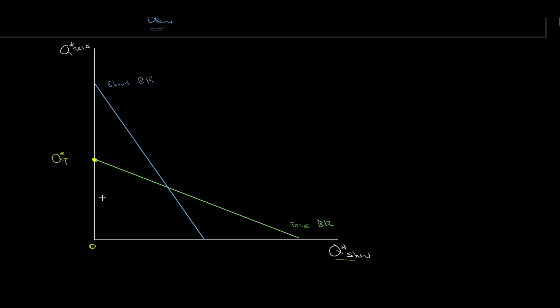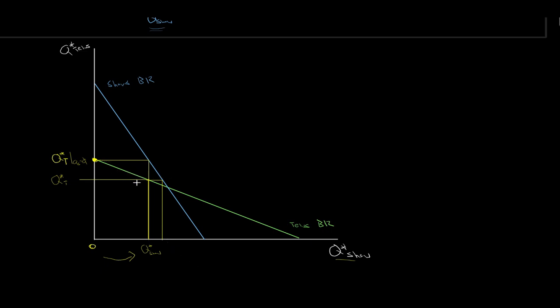Well, okay. Shaw now witnesses this Q star TELUS, and Shaw responds by saying, okay, TELUS produces there. My best response to that is going to be right here. Carry that down, and we get our Q star for Shaw. What we witness, though, is that Shaw did not produce zero. Shaw produced Q star Shaw, meaning that this is not actually TELUS's best response. This was TELUS's best response given Q Shaw was zero, but Q Shaw is not zero, it's over here. So what does TELUS do? Well, TELUS says, okay, if this is what Shaw's producing, this is my new best response. So TELUS updates their Q star. As TELUS updates their Q star, so does Shaw.